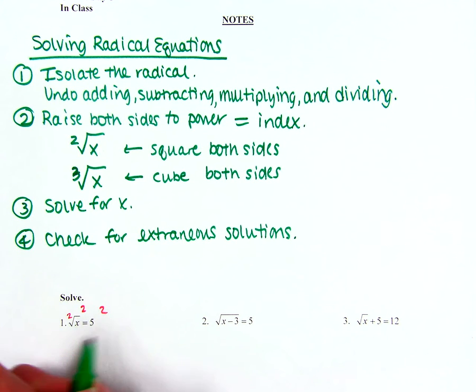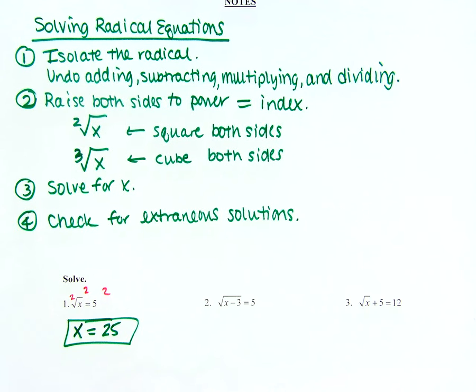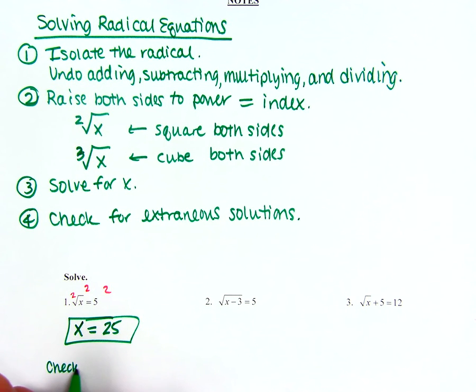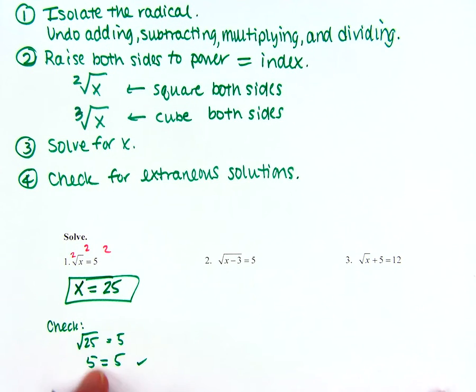When you square a square root, that cancels out, so you just get x. And how much is 5 squared? That's 25. So we say check for extraneous solutions. Just double check. Does this actually work out? What's the square root of 25? Well, 5, and that does equal 5, so we're good. Sometimes you will have answers that appear to be correct, but then they don't actually work out.